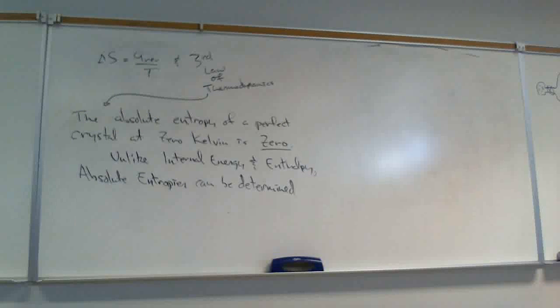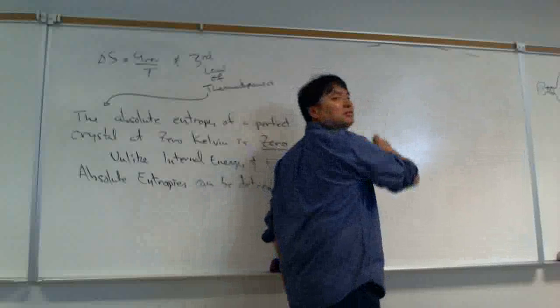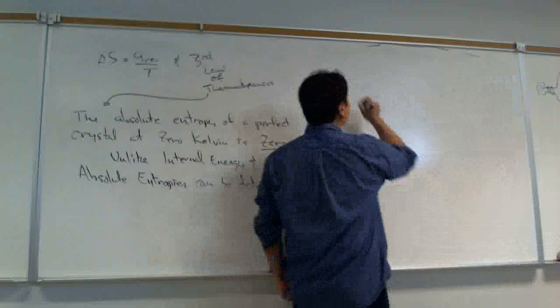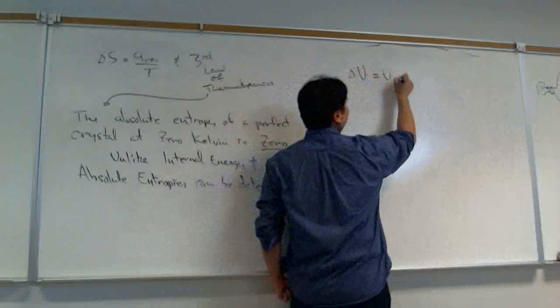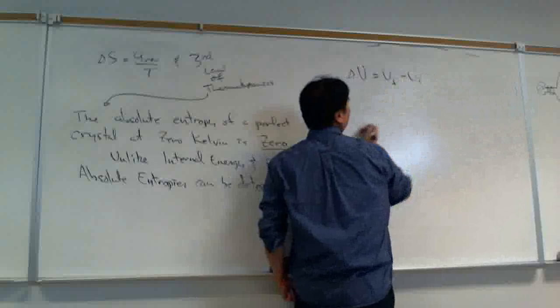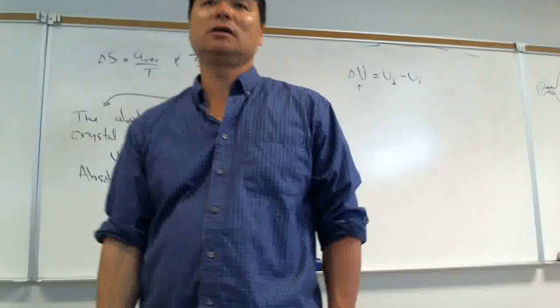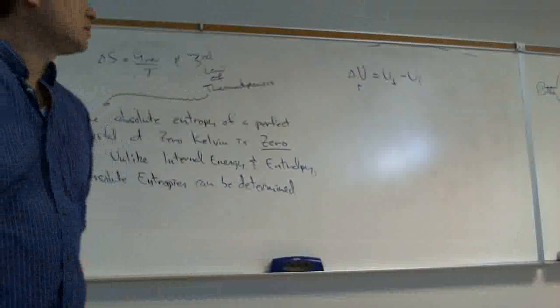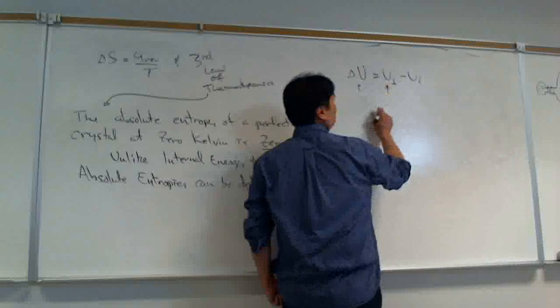Absolute internal energy. First of all, do you guys know what I mean when I'm talking about absolute internal energy? It's not the absolute zero of energy. I'm talking about something different. When I say absolute internal energy, there are different ways we could calculate delta U. Delta U is just equal to U final minus U initial. We call this the change in internal energy. And what do we call the absolute?